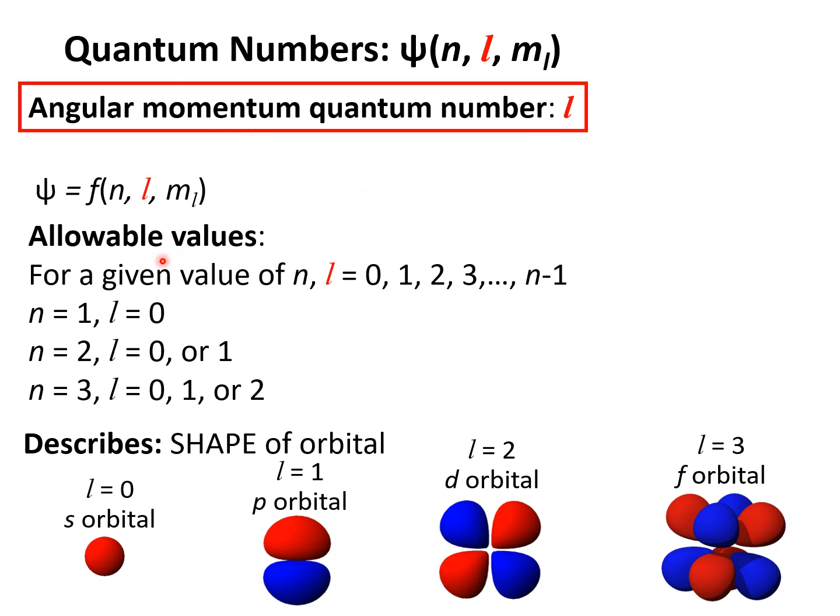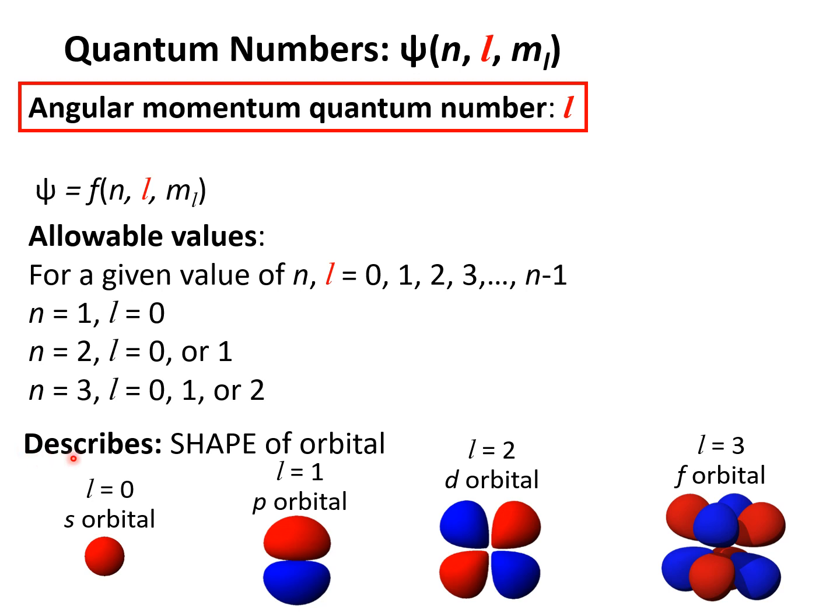The second quantum number is the angular momentum quantum number, which is represented by the symbol l. Allowed values for l depend on n, and they must be positive integers starting at 0 and going all the way up to n minus 1. So for example, if n equals 1, then l can only be 0. However, if n equals 2, then l can be 0 or 1. And if n equals 3, then l can be 0, 1, or 2.